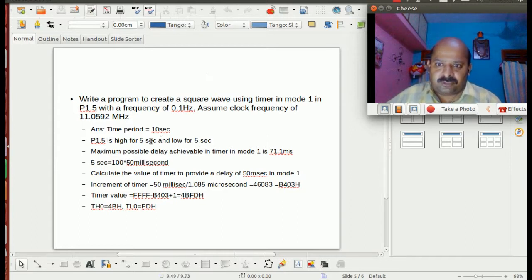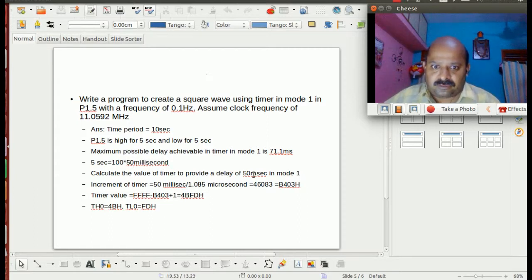Is a delay of 5 seconds achievable using timer in mode 1? No, it is not achievable, because the maximum possible delay provided by the timer in mode 1 is 71.1 milliseconds. So the 5 second delay can be split into 100 iterations of a 50 millisecond delay. I will iterate my program 100 times, and that program provides a delay of 50 milliseconds. Now this can be achieved.